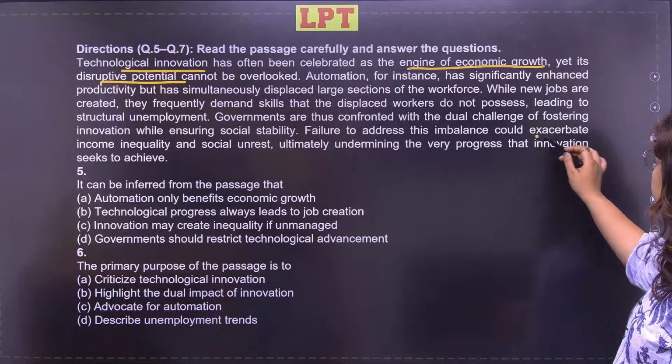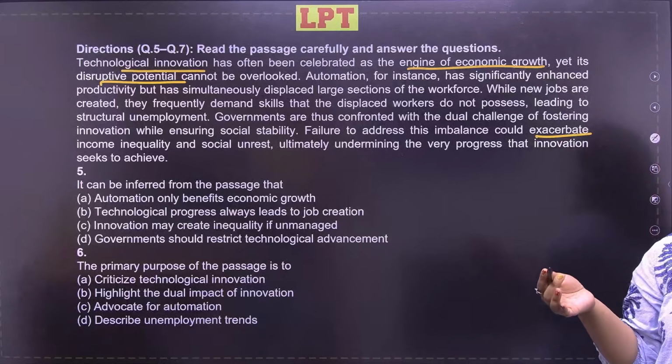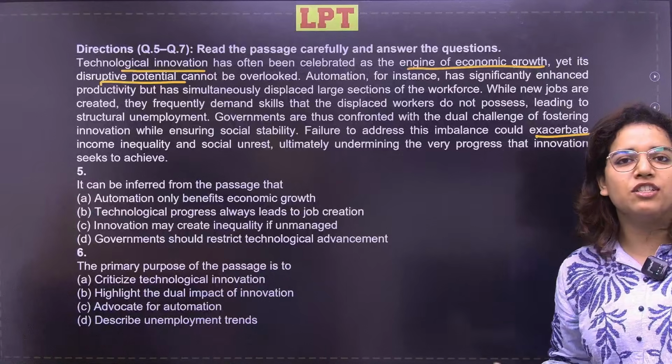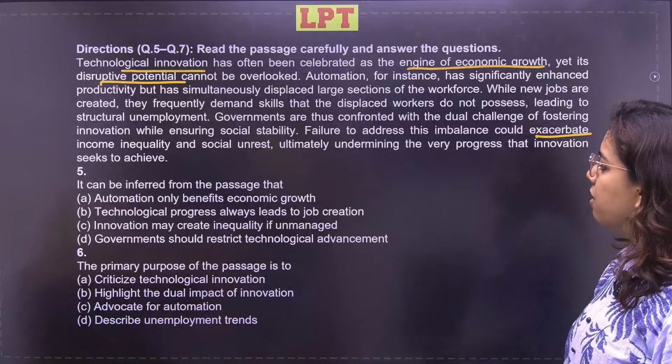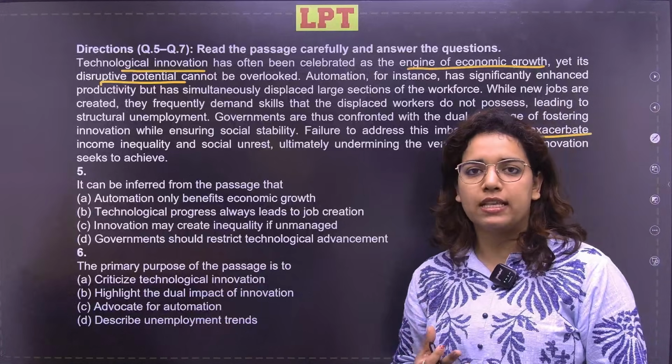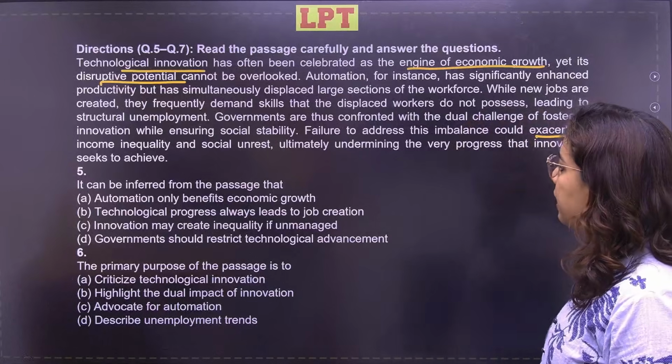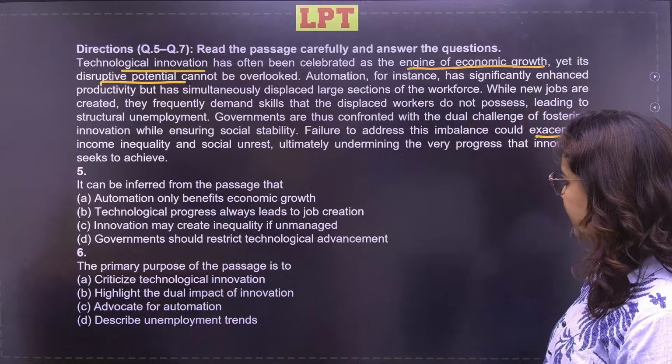Governments are thus confronted with the dual challenge of fostering innovation while ensuring social stability. Failure to address this imbalance could exacerbate income inequality and social unrest. This word exacerbate basically means that you are making a current situation even worse, ultimately undermining the very progress that innovation seeks to achieve. So innovation in a way is ironical because we think that we are progressing, but it is also creating a lot of social insecurity.